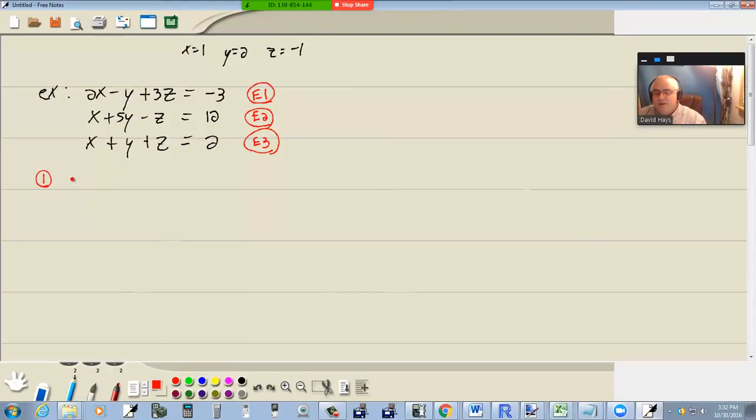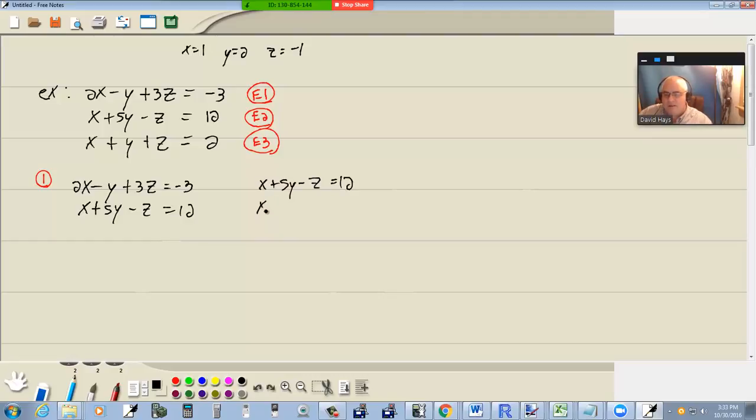Okay, so step 1. I want to group the E1 and E2 together. So we got 2x minus y plus 3z is equal to negative 3, and x plus 5y minus z is equal to 12. And I also want to group x plus 5y minus z is equal to 12, and x plus y plus z is equal to 2.